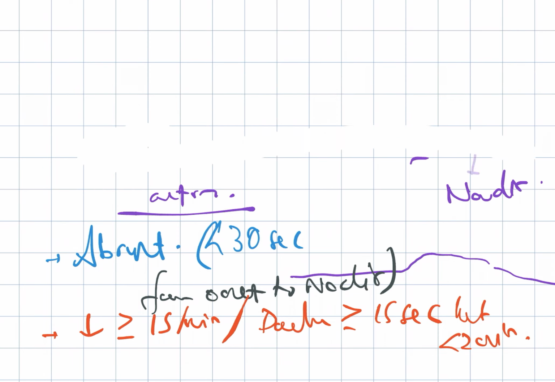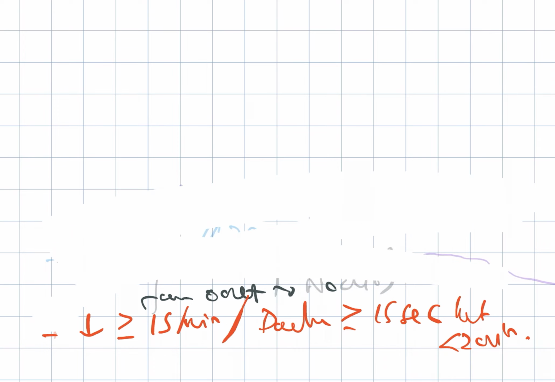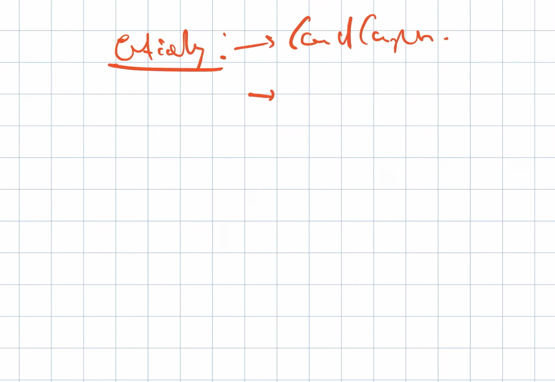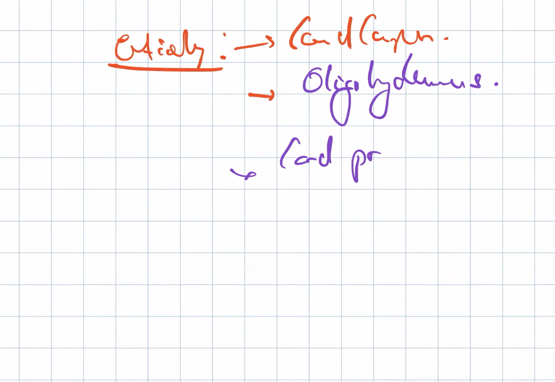Now, looking at the etiology of this variable type, it can be due to the cord compression. It can be due to the oligohydramnios, as well as the cord prolapse.